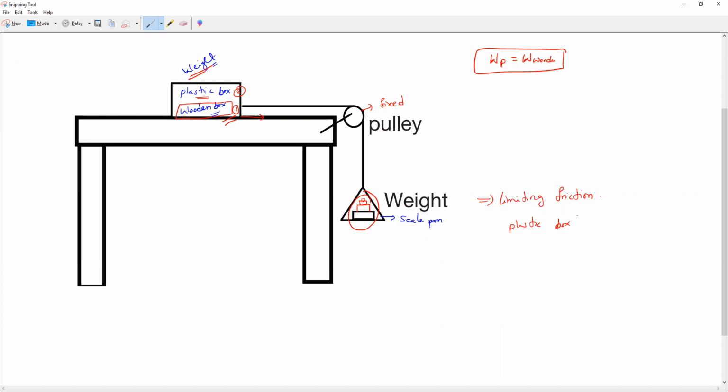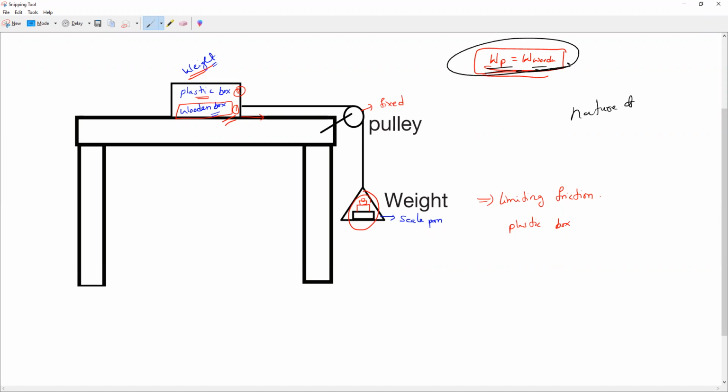Anybody? All of you, please respond. Do you think both the plastic box and the wooden block will experience the same limiting friction? Of course their weight is the same. Even though the weight is the same, mass remains constant only. You should not think about mass and weight. You should think about some other thing. Anybody can tell? What is that? Nature of surfaces. Do you all understand, everybody?